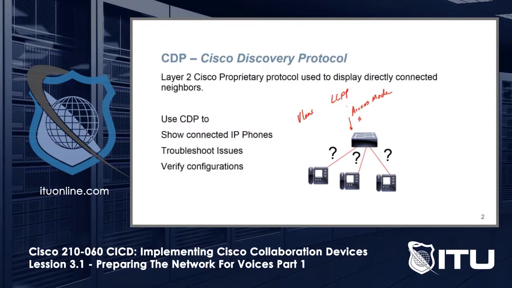Now, we use CDP for a lot of things. One of the things is if we want to know which interfaces a Cisco device is connected to on a switch, we would use CDP, do a show cdp neighbors command, for example, and we could see where the phone's connected. We could troubleshoot if phones are not registering, make sure they're getting their correct VLAN, that kind of thing. Verify configurations, all that kind of stuff.